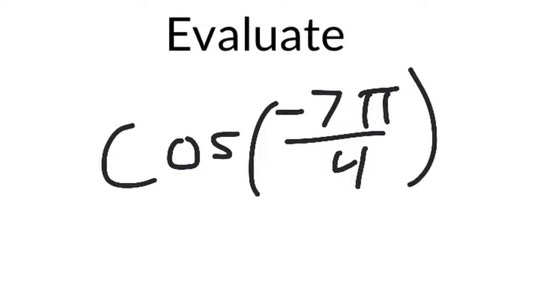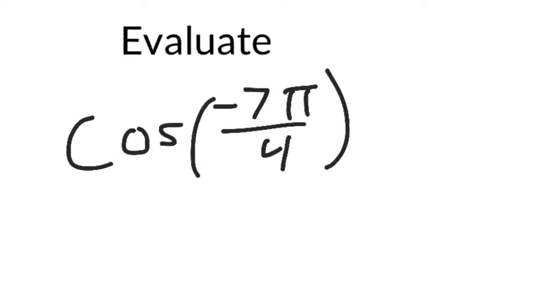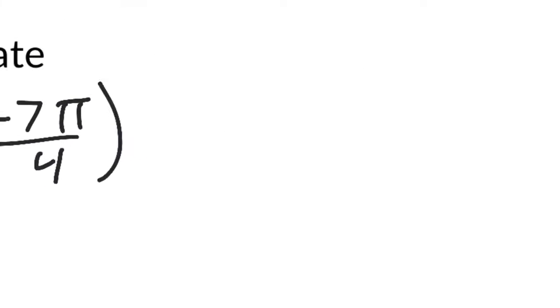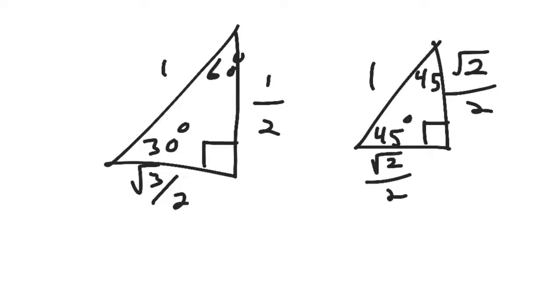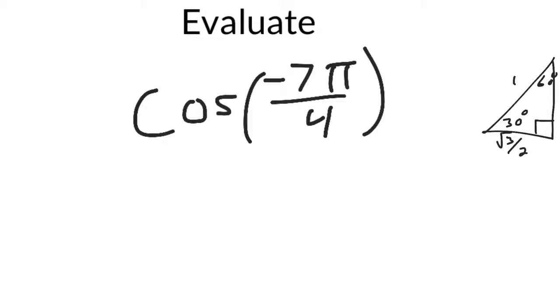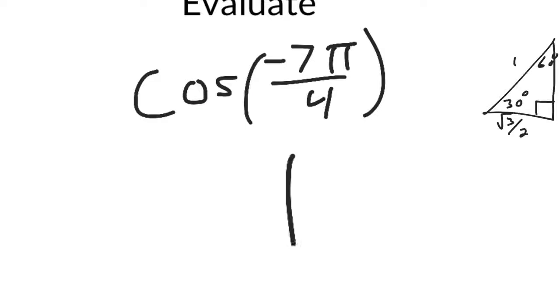You're typically asked in the course to know how to find out what cosine of negative 7 pi over 4 is without using a calculator. So let's draw some triangles we can reference to help us solve this problem. If you can memorize the values of these triangles, you'll be able to answer pretty much any trig question that's thrown at you without a calculator. Because here's what you do.